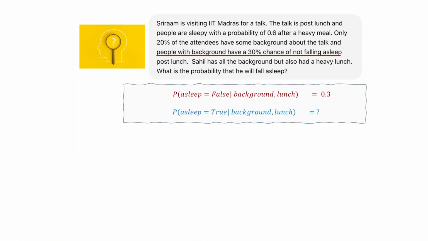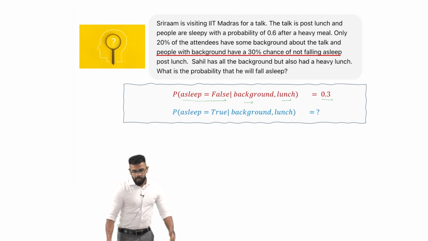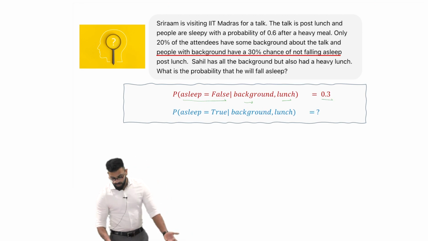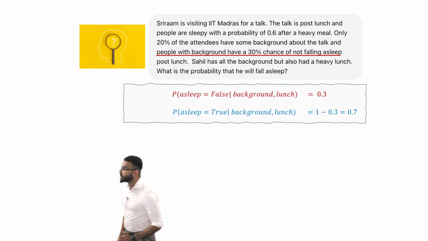If you look at the question, it clearly says that people with the background knowledge for the talk and who have had lunch. Let me see if I can. Is there a pen somewhere? Okay. So people who have the background and have also had lunch, the probability of not falling asleep, which means asleep equals false, is what? 30%, 0.3, right? So what is the probability of falling asleep? 1 minus 0.3, which is 0.7. Which is why we had the talk before lunch. But if you think about this, this is something very easy for you to solve.